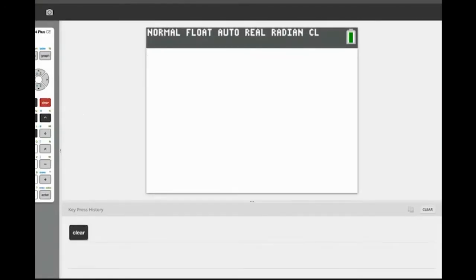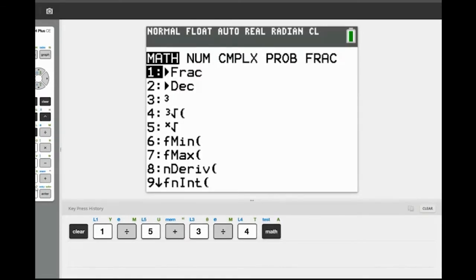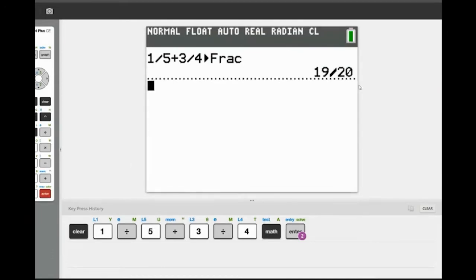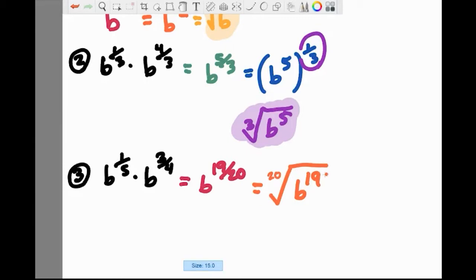All right, so what we can do is 1/5 plus 3/4, and then just do math frac, and it spits out the fraction. So this is going to be equal to b to the 19 over 20. Sorry, I did not pick very good numbers. So this would be b to the 19th power, and you're doing the 20th root of that. And that's the final answer, actually.